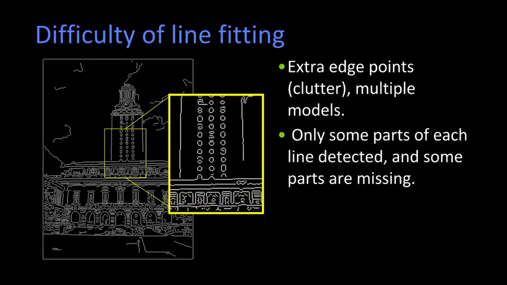Second, only parts of the lines are actually detected. So for example, here you can see that there's this big gap in the line, even though what we'd really like to do is say that we found the entire line.